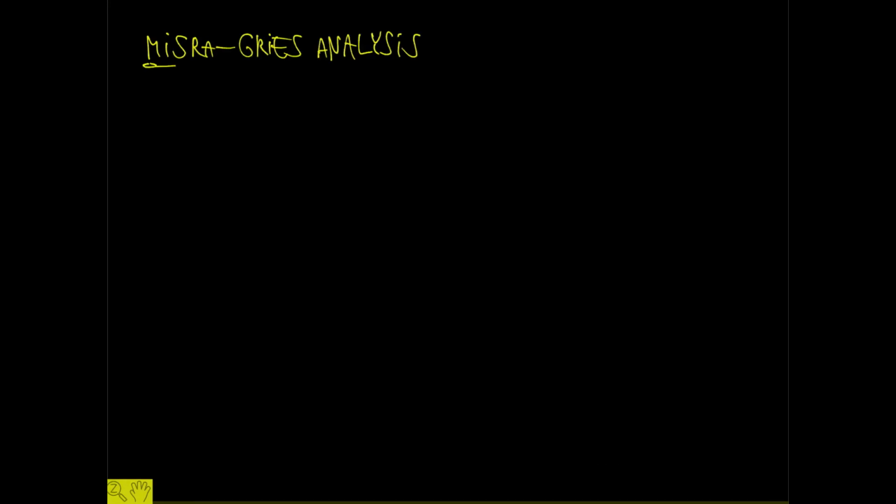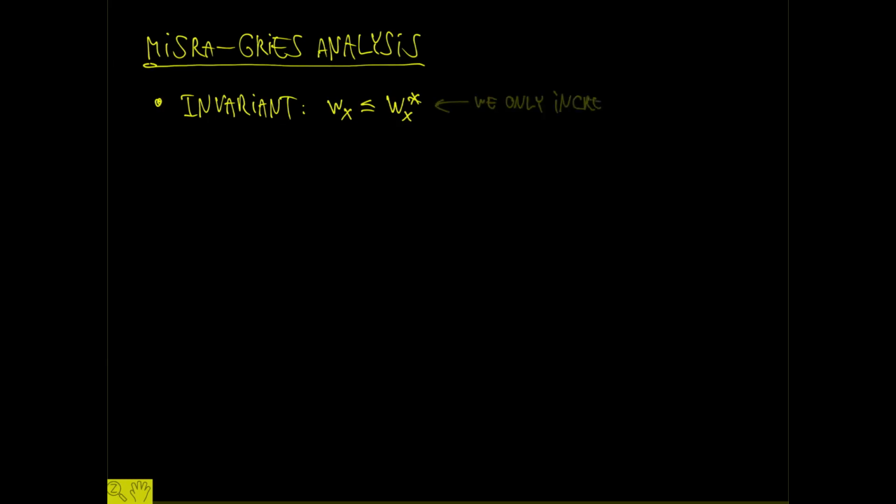Let's analyze the error made by Misra-Gries. A first observation we can make is that it's always going to be the case that the weight we record is less than or equal to the true weight. Why is that? Well, every time we increase the weight that we store, we see an occurrence of the element with that weight in the stream. So we can never have a weight that is increased without actually having a corresponding element in the stream.